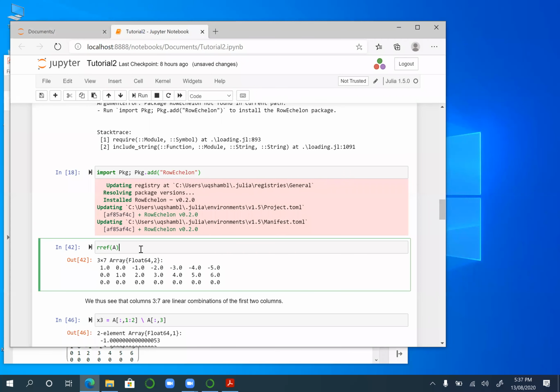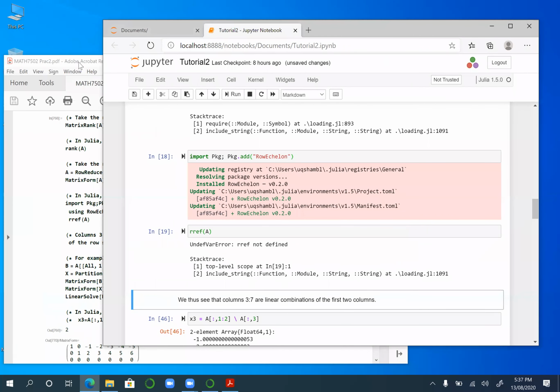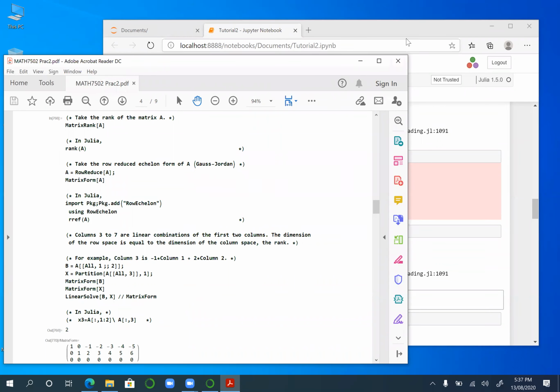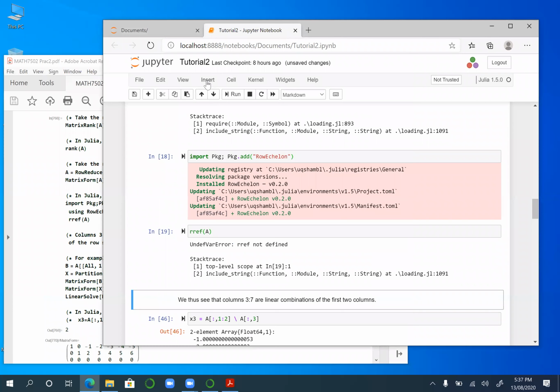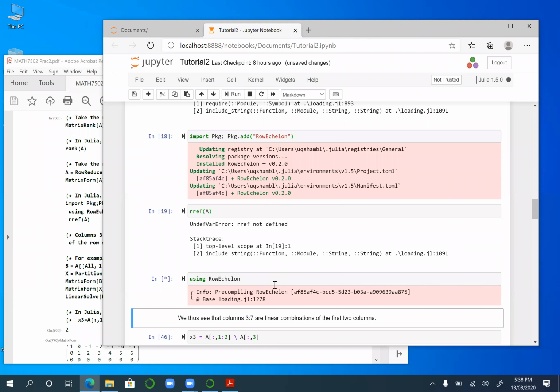I'll try a row reduced echelon form here. Not defined. Any tips, Walla? Yeah, so I'm probably missing something, but if I just look at my PDF, oh yeah, using row echelon. Okay, great. Thank you, Walla. All right, so I'll go up and insert another cell. So using row echelon. Okay, shift and enter. And that's running.